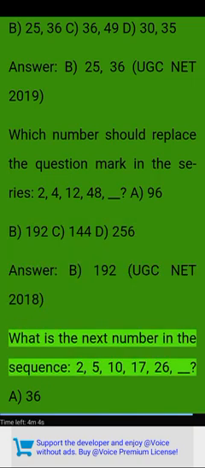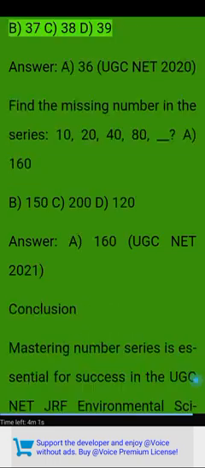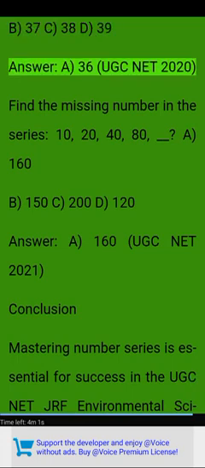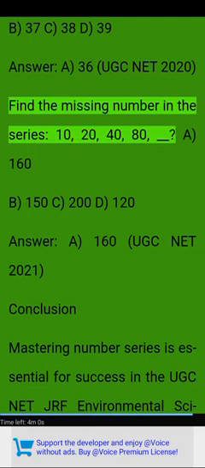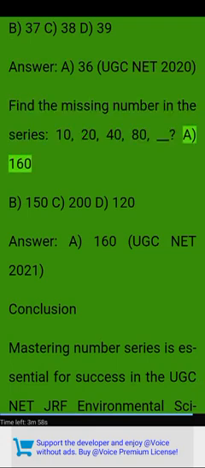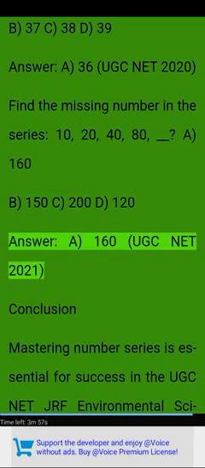What is the next number in the sequence: 2, 5, 10, 17, 26, ___. A, 36. B, 37. C, 38. D, 39. Answer: A, 36, UGC NET 2020. Find the missing number in the series: 10, 20, 40, 80, ___. A, 160. B, 150. C, 200. D, 120. Answer: A, 160, UGC NET 2021.